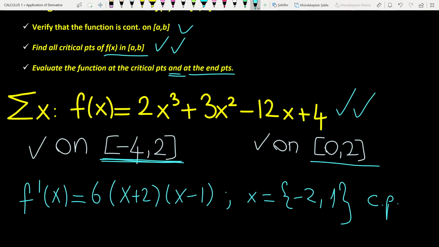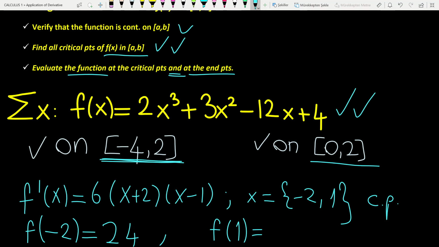Evaluate the function at the critical points and at the endpoints. So, evaluate the function, not its derivative. We need to find f of minus 2. What is f of minus 2? If you calculate, you see that it is 24. We need f of another critical point, f of 1. If you calculate, you see that this is minus 3.